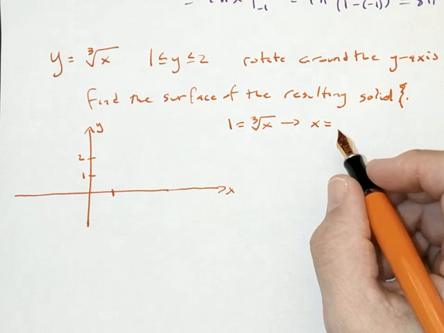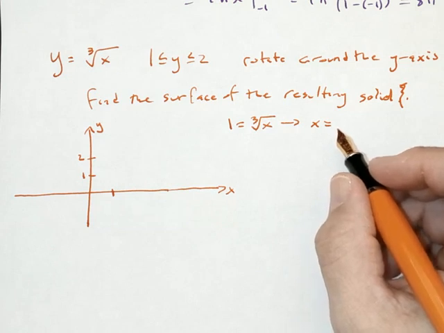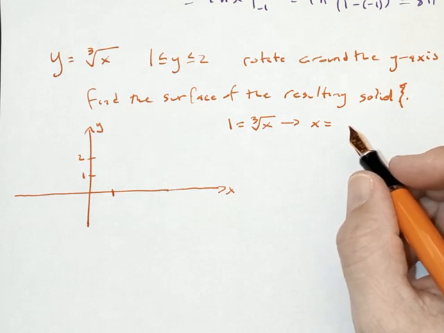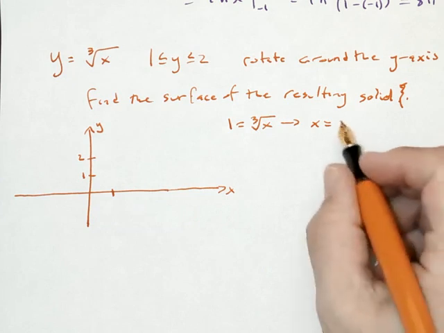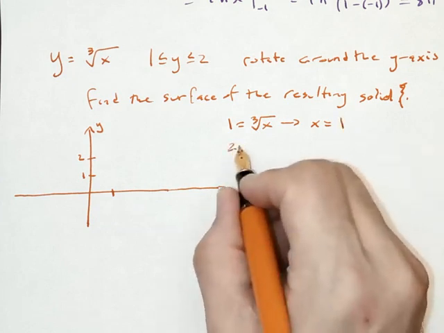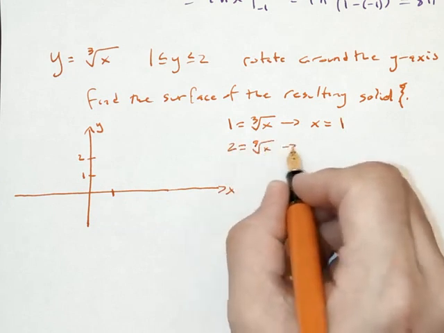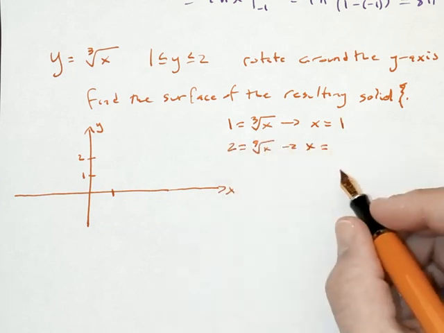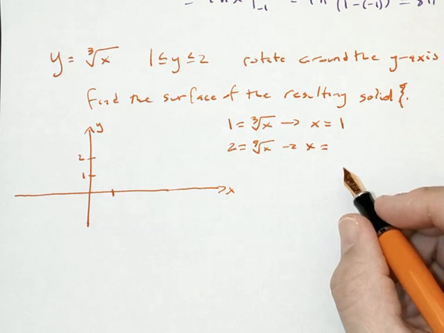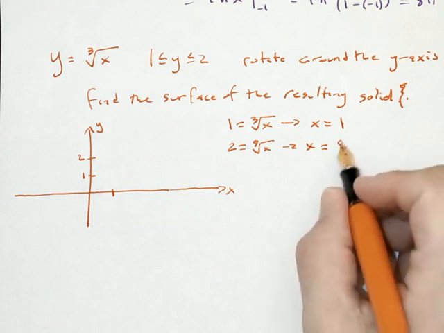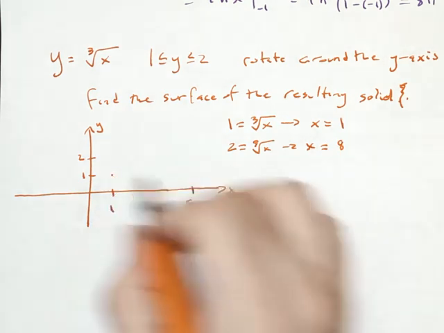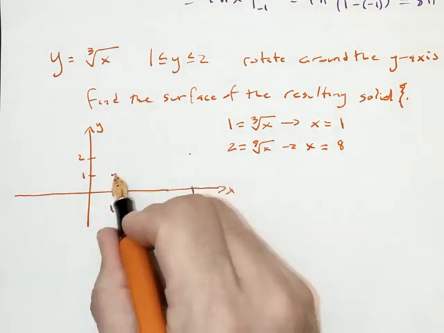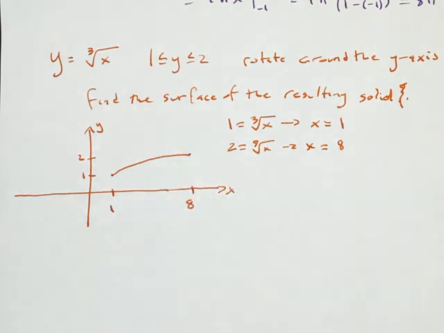The calculation device is sitting right next to you. You could even use the one on the table. What's 1 to the third? Good. And if 2 is equal to y, then what's x? So this graph goes like this.